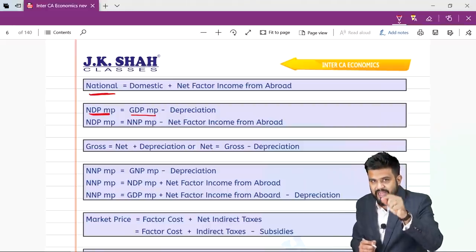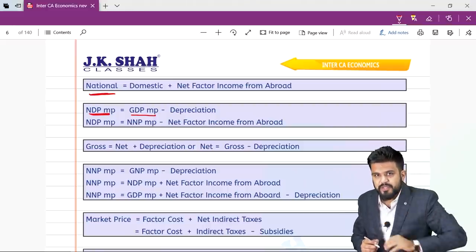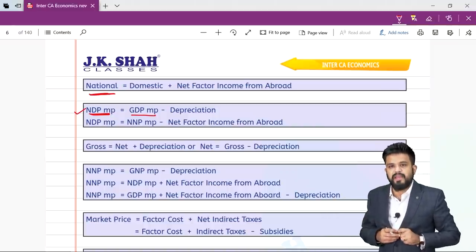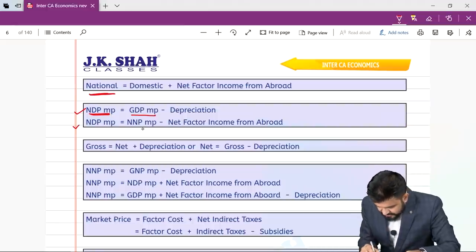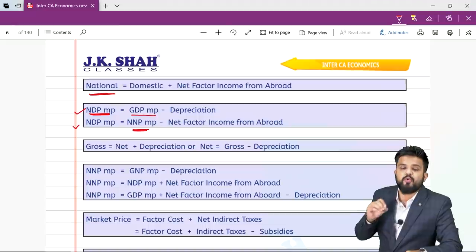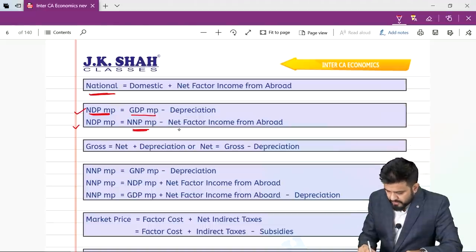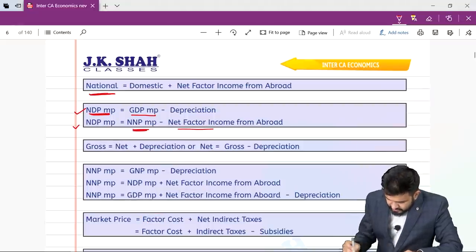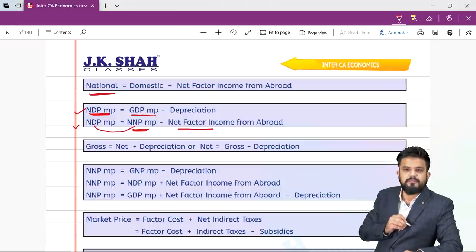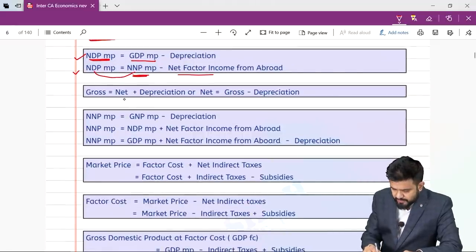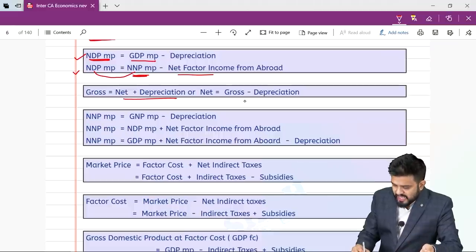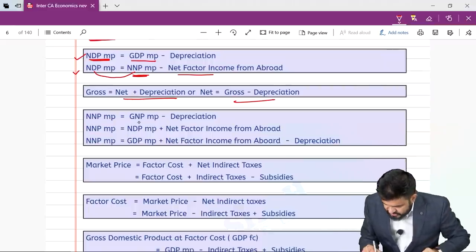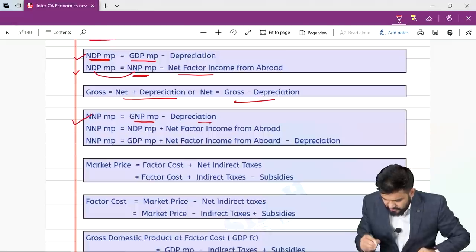NDP MP. You have GDP MP and now you want NDP MP. So gross becomes net only when you minus depreciation. So GDP MP minus depreciation will give you NDP MP. Again, if you want NDP MP and this time you have NNP MP with you, so what you will do? Minus NFIA. So D will become N. Very simple: net plus depreciation you get gross, and gross minus depreciation you get net. NNP MP: GNP MP minus depreciation, you get NNP MP.